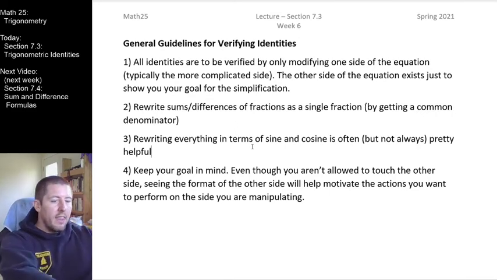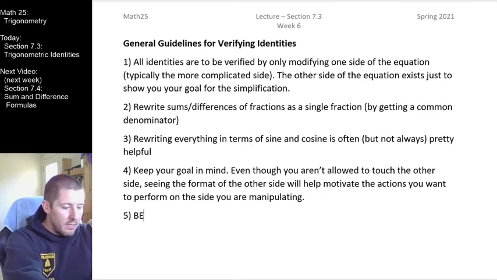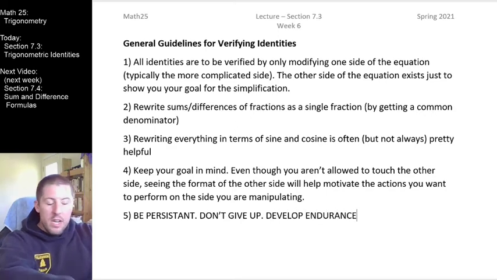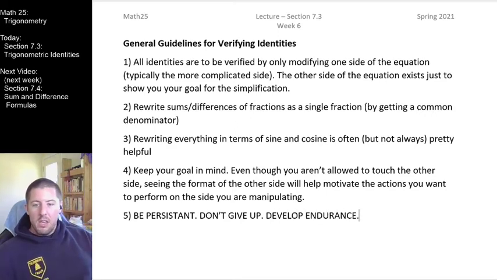So, as my closing statement, I'm just going to say these can be hard. And so I really think that my final statement right here really should be persistent. Don't give up. You need to develop endurance. You need to try more than one thing. You should be viewing this as a little bit more of a guess and check type thing. Nobody just knows what they're doing with these.